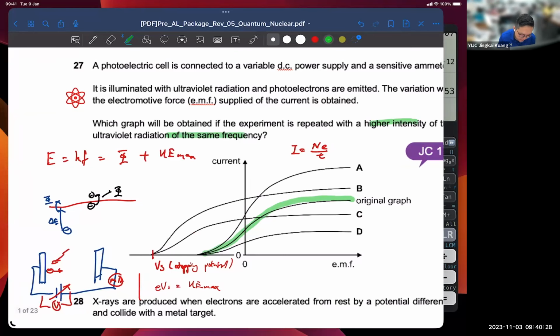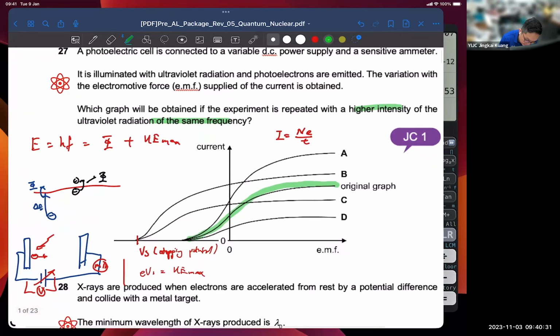Same frequency radiation. If I'm using the same frequency here, that means my energy becomes work function plus eVs. So I get this form here. If I don't change my f, I will not affect my stopping potential. If I don't affect my KE max, since I don't change frequency, my KE max is not changed. Therefore, my stopping potential is not changed. So the graph should still terminate at the same point. The stopping potential should be the same value.